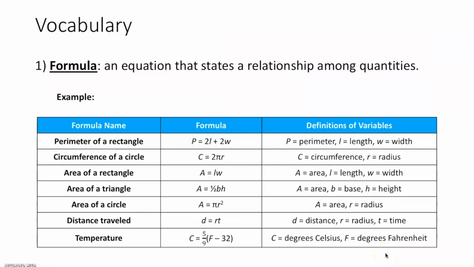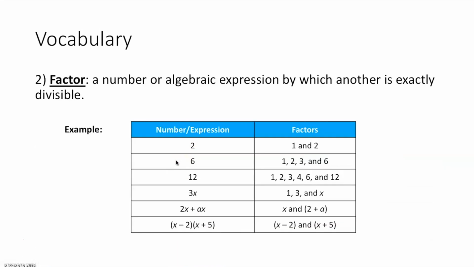First vocabulary term is a formula. That's an equation that states a relationship among quantities. So down here you can see a bunch of the formulas that we use a lot in both algebra and geometry. You don't necessarily need to memorize these right now, but in the future you will have to have most of these memorized. A factor is a number or algebraic expression by which another is exactly divisible.